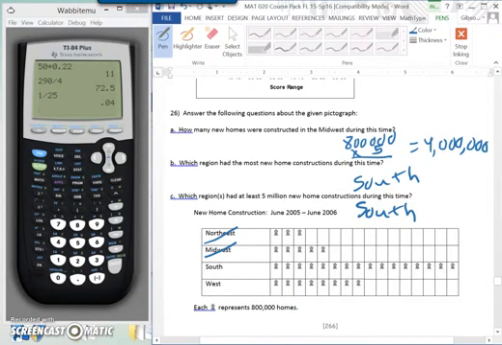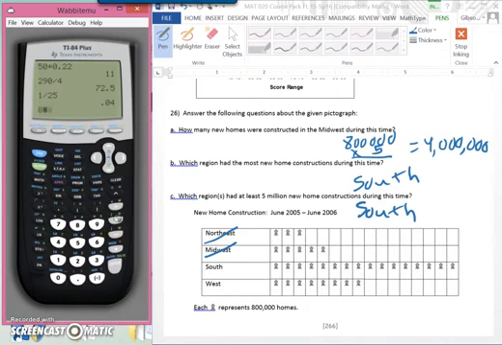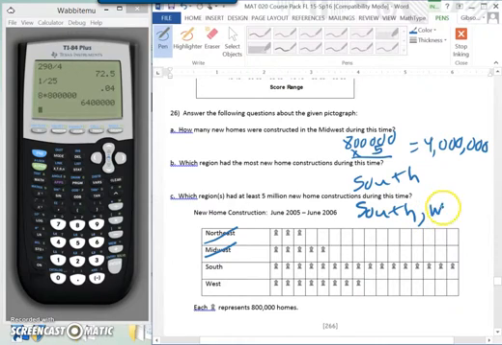But we look here at the west. We have 1, 2, 3, 4, 5, 6, 7, 8. So we would take 8 times 800,000. And that gives us 6,400,000. So it'll be the west as well. So it'll be the south and the west.